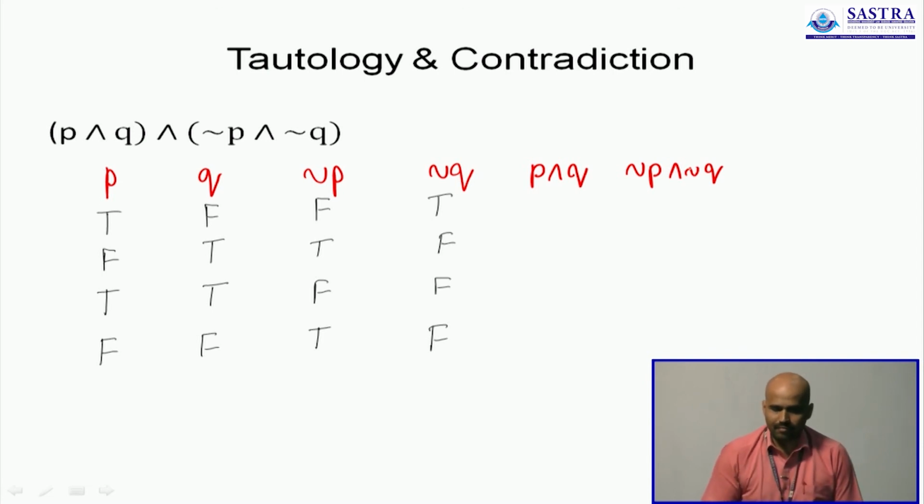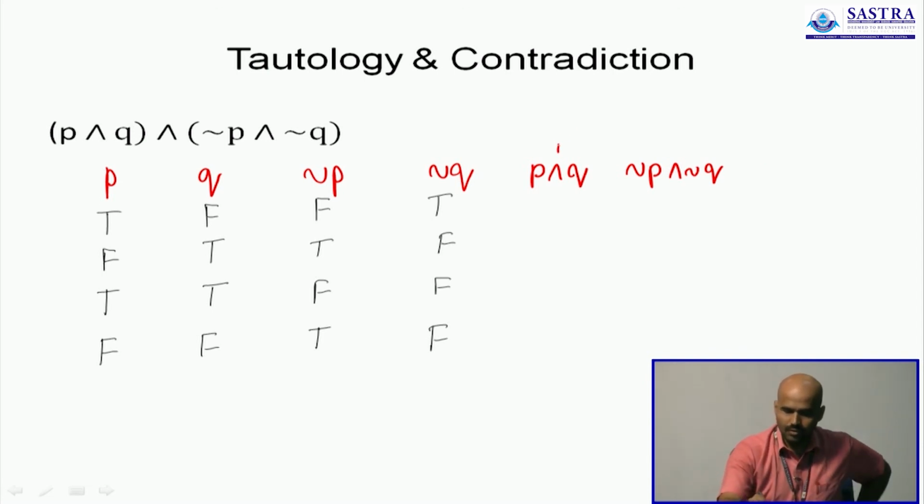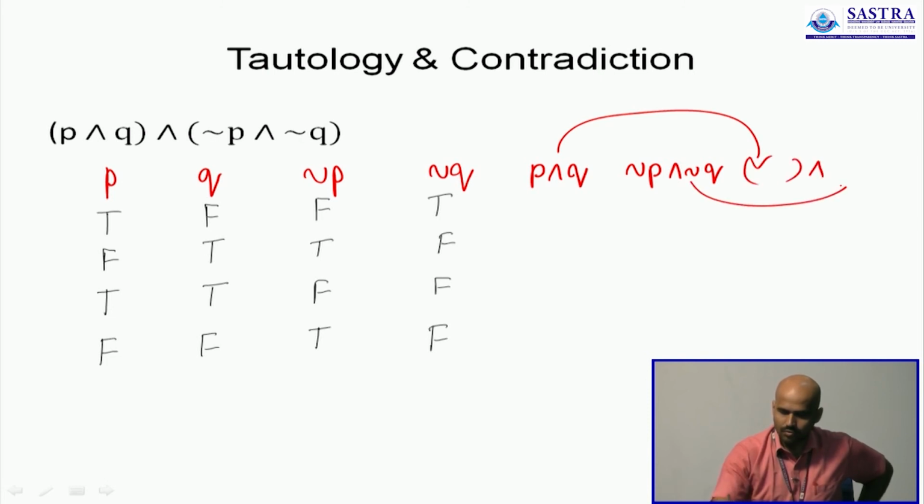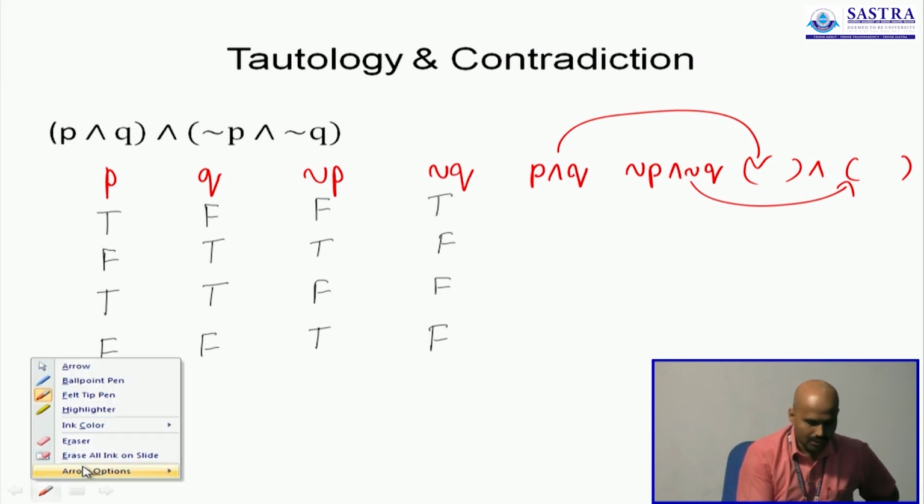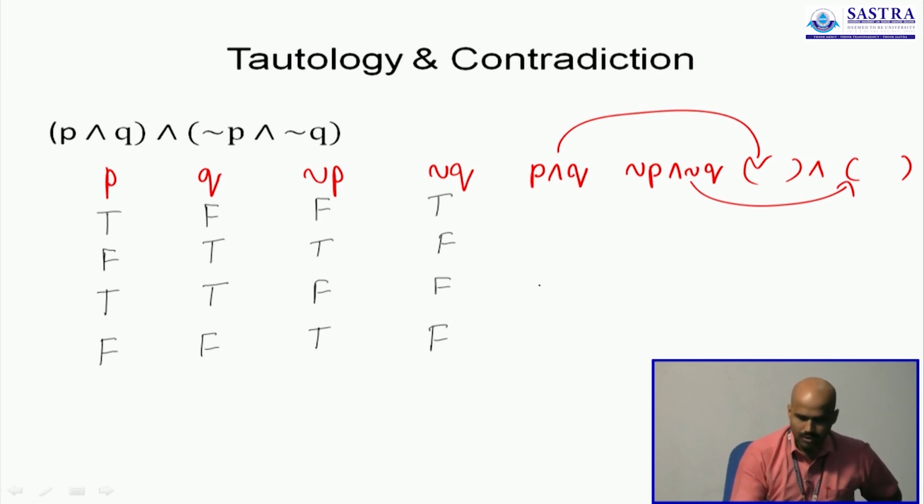columns 4 and 5. Conjunction involving 4 and 5. Okay. So P and Q will return a true value only once, and that is in row number 3. All other answers are false.